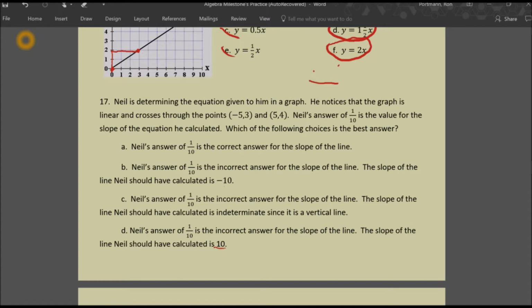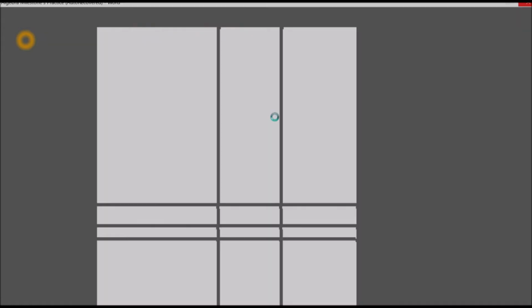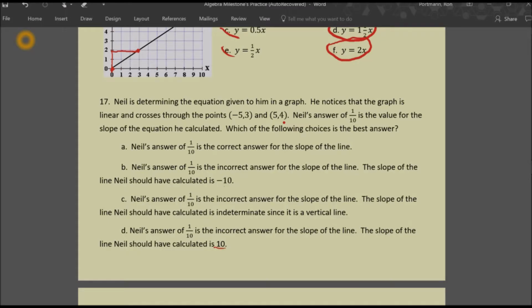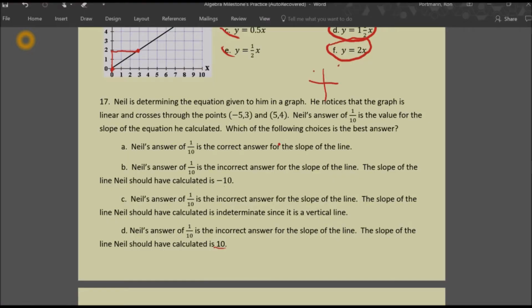Neil's answer of 1/10 is the value for the slope of the equation he calculated. So he got a positive answer. That's good. Which of the following choices is the best? The first answer choice says that he got it right, and the other 3 answer choices say that he got it incorrect, and it gives you reasons why. B says the slope of the line should have been calculated to get -10. C says the slope of the line is indeterminate since it's a vertical line.